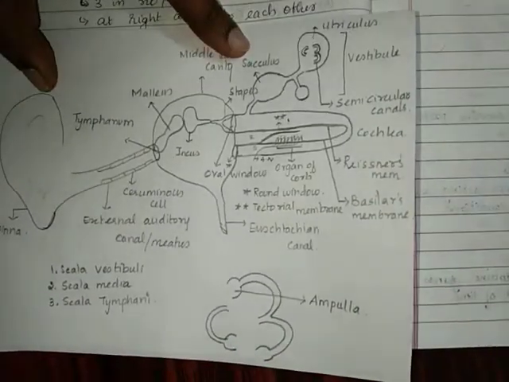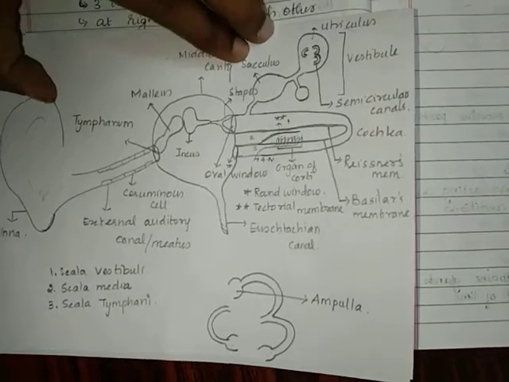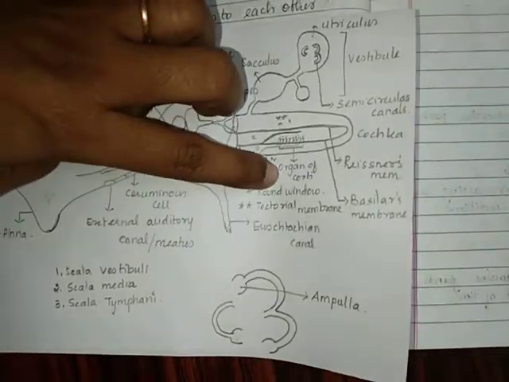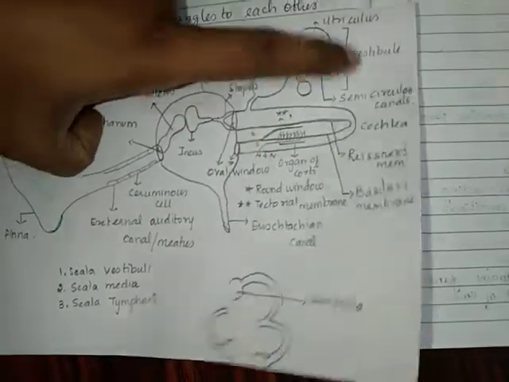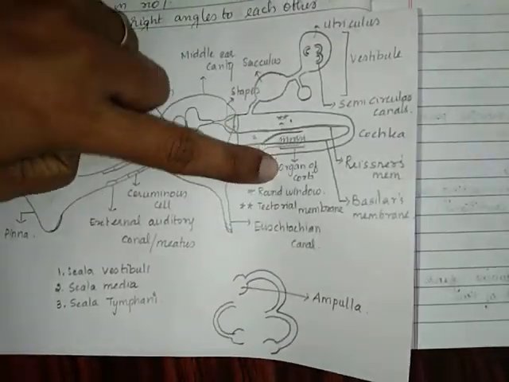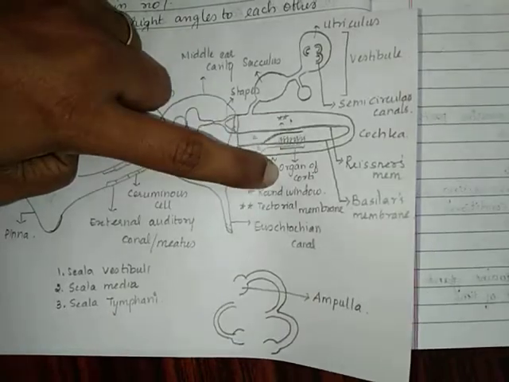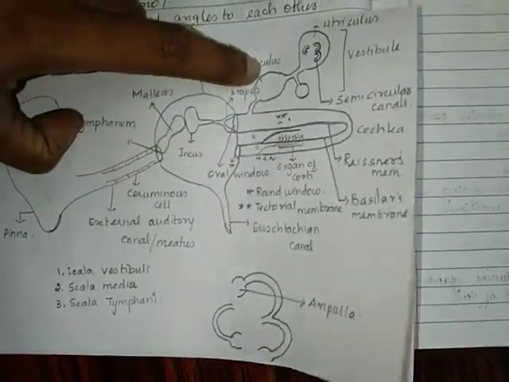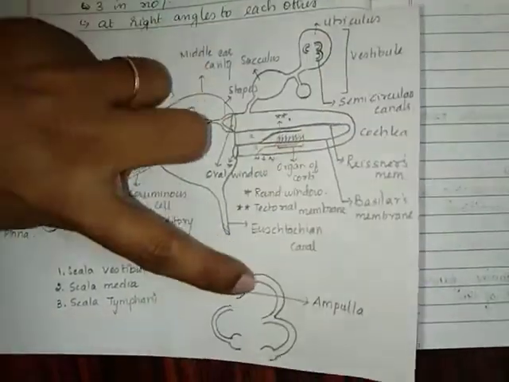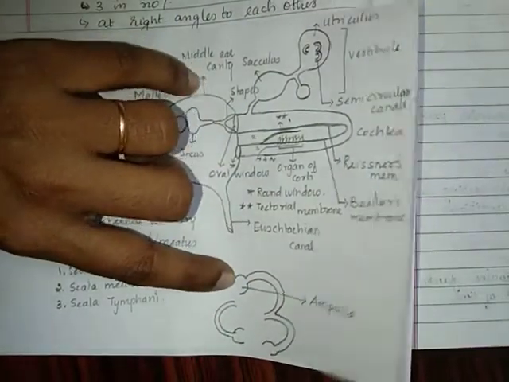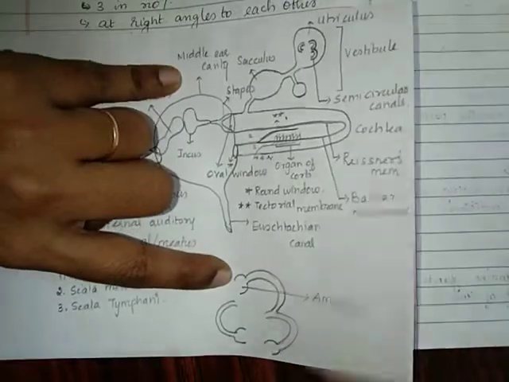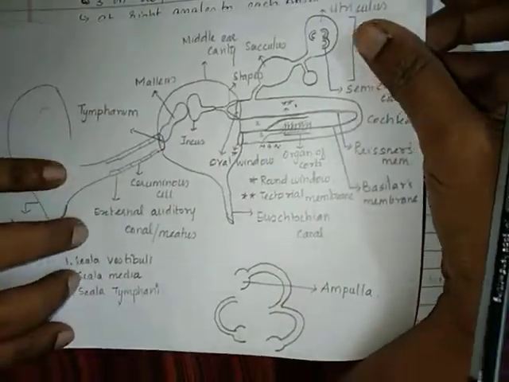So the ear helps us in hearing. The organ of Corti helps in detection of sound. The inner ear is the sensory part of the ear, and within it the organ of Corti helps in hearing. The sacculus and utriculus give us static equilibrium, and the ampulla present in the semicircular canals gives us dynamic equilibrium. So with this we have completed the unit of neural control and coordination.